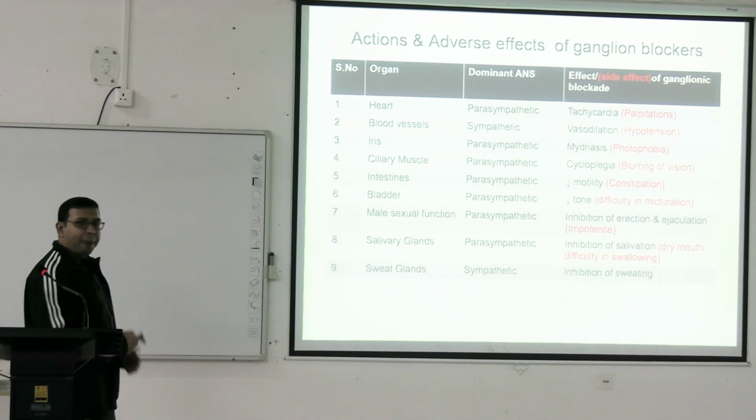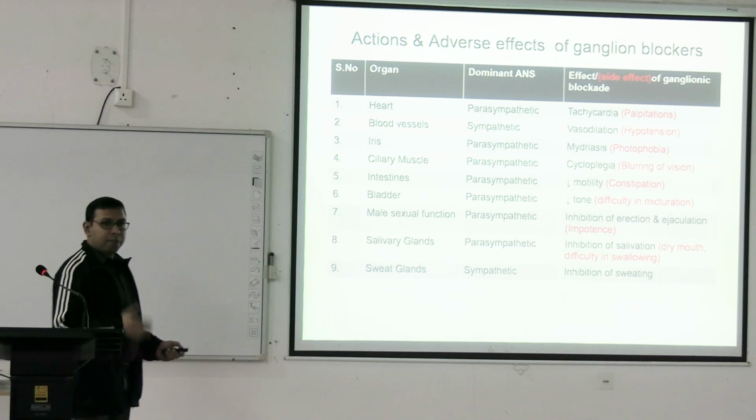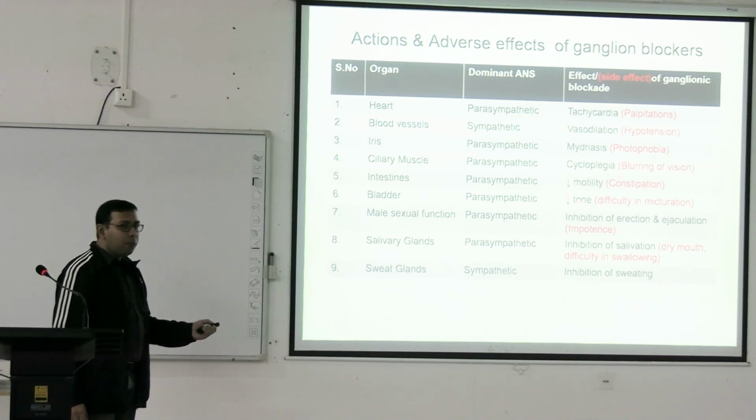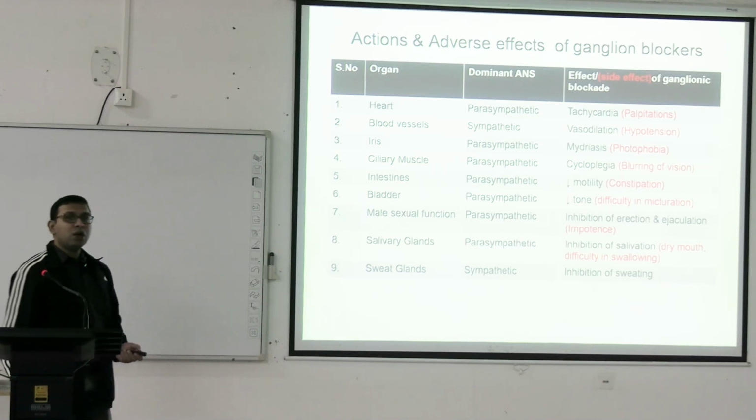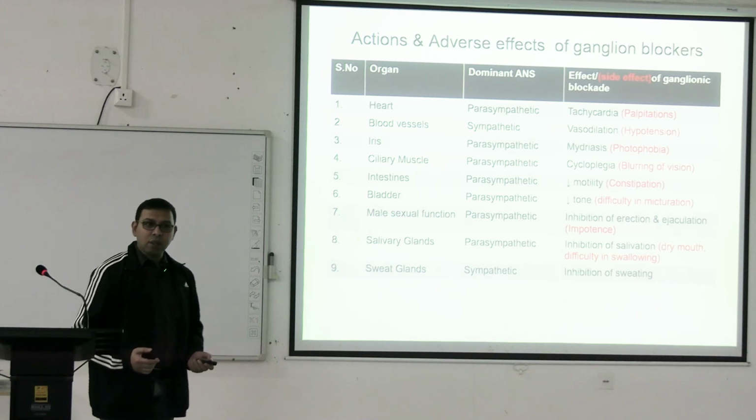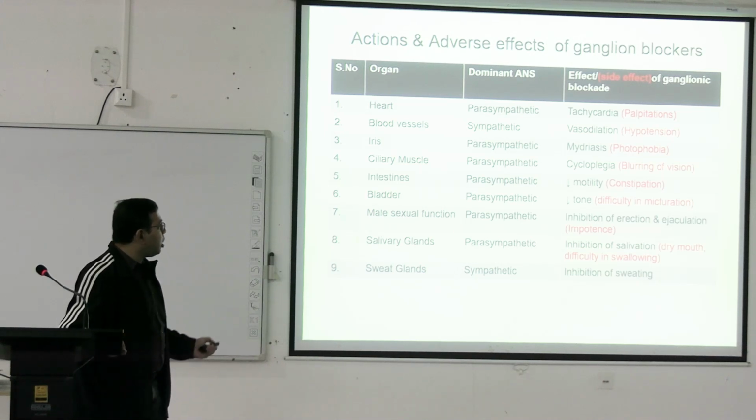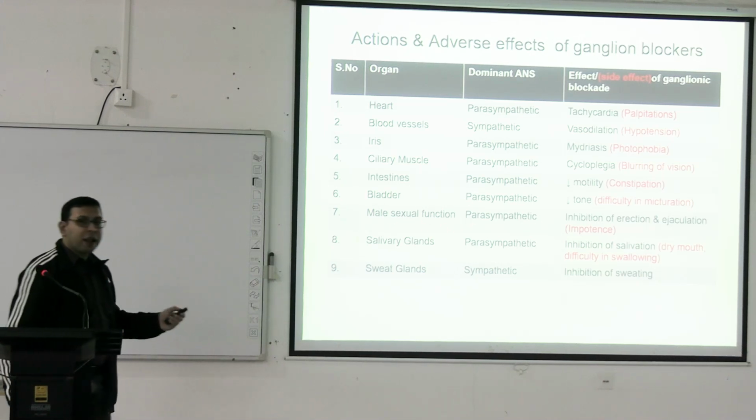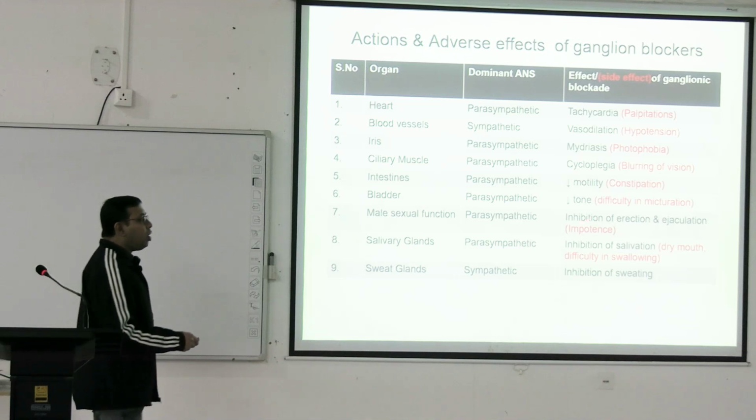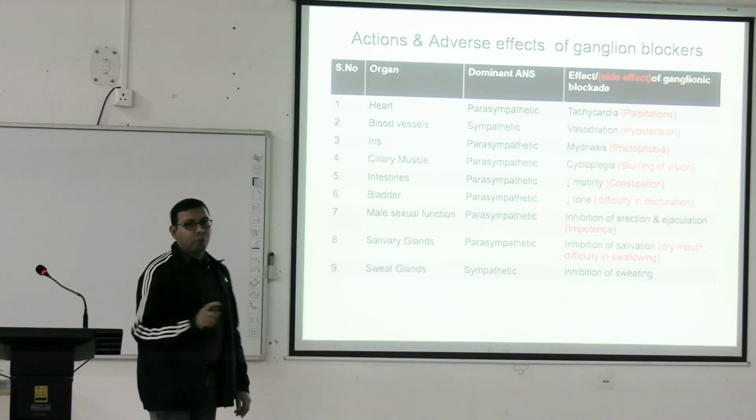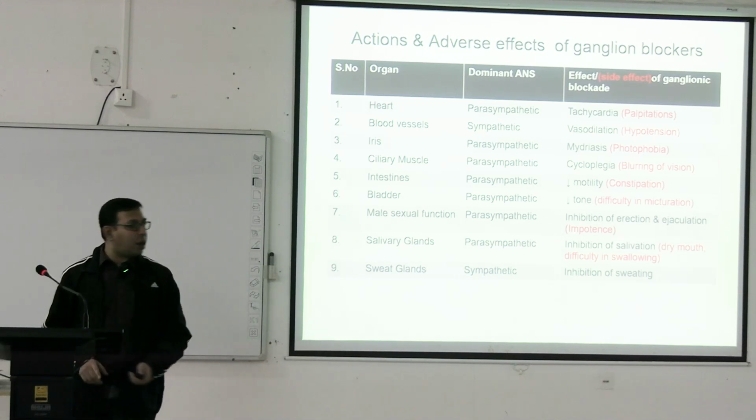In the bladder, again the parasympathetic tone is the dominant one, so there will be decreased tone of the bladder, so again difficulty in micturition occurs, so urination becomes problematic. Male sexual function, again the parasympathetic is the main thing, so inhibition of the erection and ejaculation both can happen and impotence can happen.